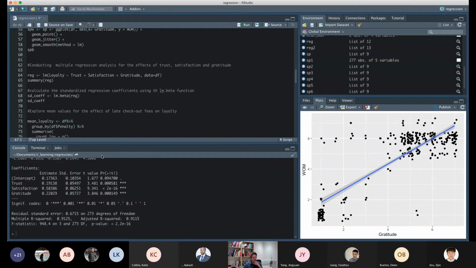Then you ask for the summary of those results, and you get this little table here.